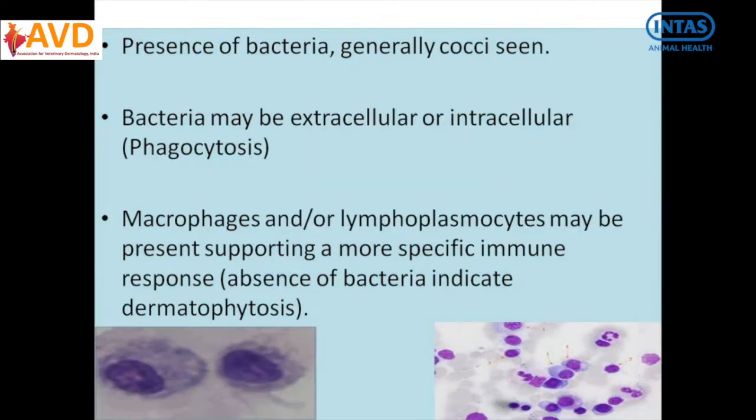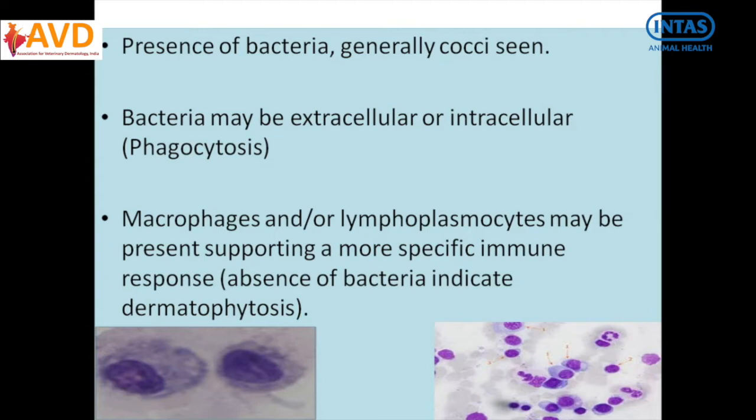So neutrophils you can see, then bacteria you can see, especially cocci suggestive of Staphylococcus, and bacteria may be extracellular or intracellular. Sometimes the bacteria may be seen ingested by a macrophage. So you can see intracellular bacteria also, and macrophages can also be seen. Macrophages and/or lymphoplasmacytes may be seen, supporting an immune response. That means the immune system is responding to a disease condition, and our treatment is actually taking effect.